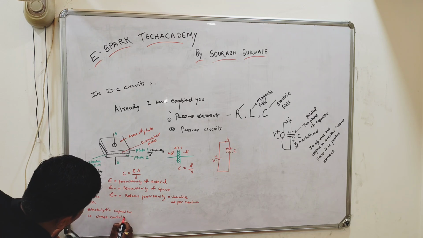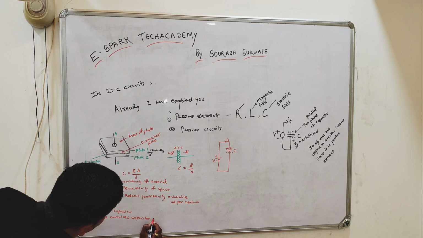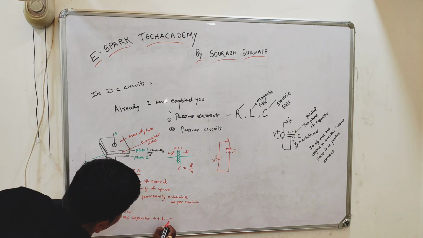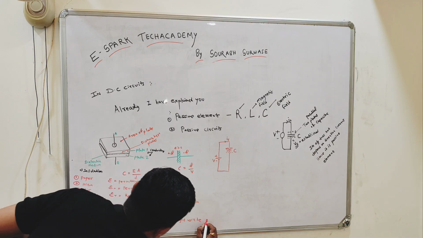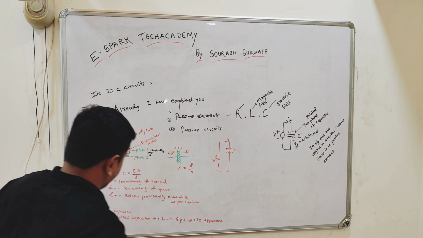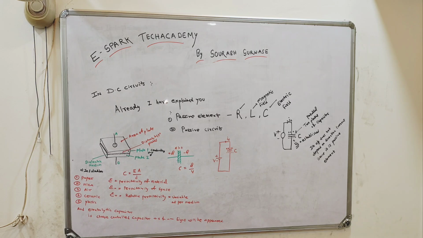charge controlled capacitor. You can see where the positive and negative signs will appear. Now, as per the insulation, we have distinguished it as paper, mica, air, ceramic, plastic, you can say.